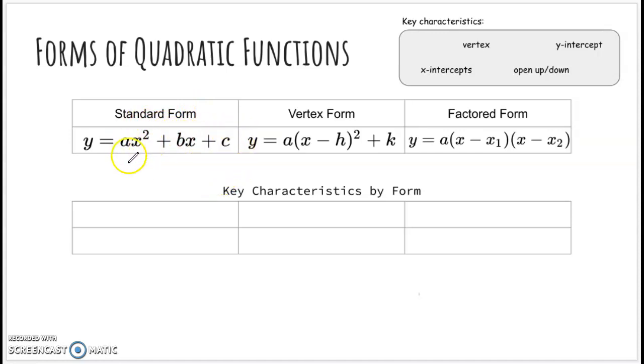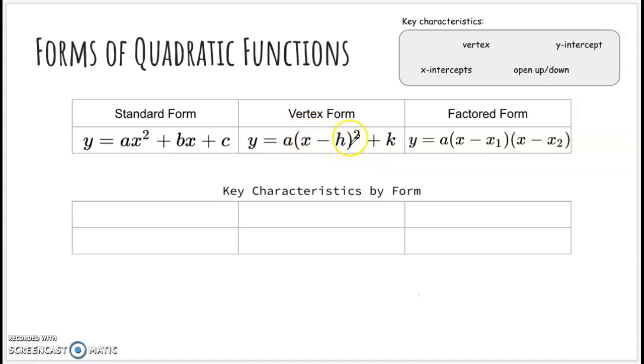Notice that in standard form of a polynomial, the highest exponent is a 2, and your exponents are all written in descending order. Your A, B, and C just represent numbers. Then we have vertex form, which is A times (x minus h) squared plus k, where A, h, and k all just represent numbers.